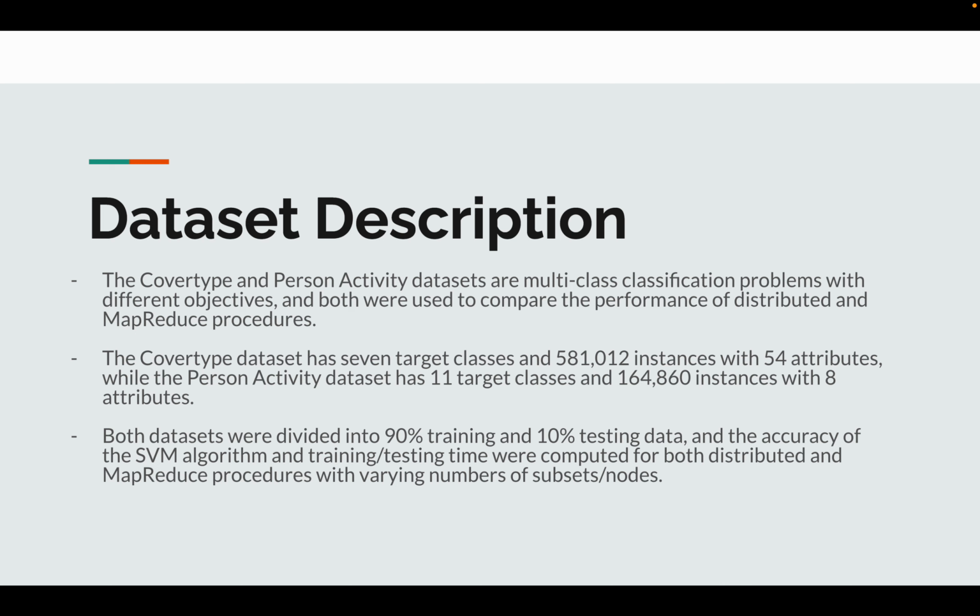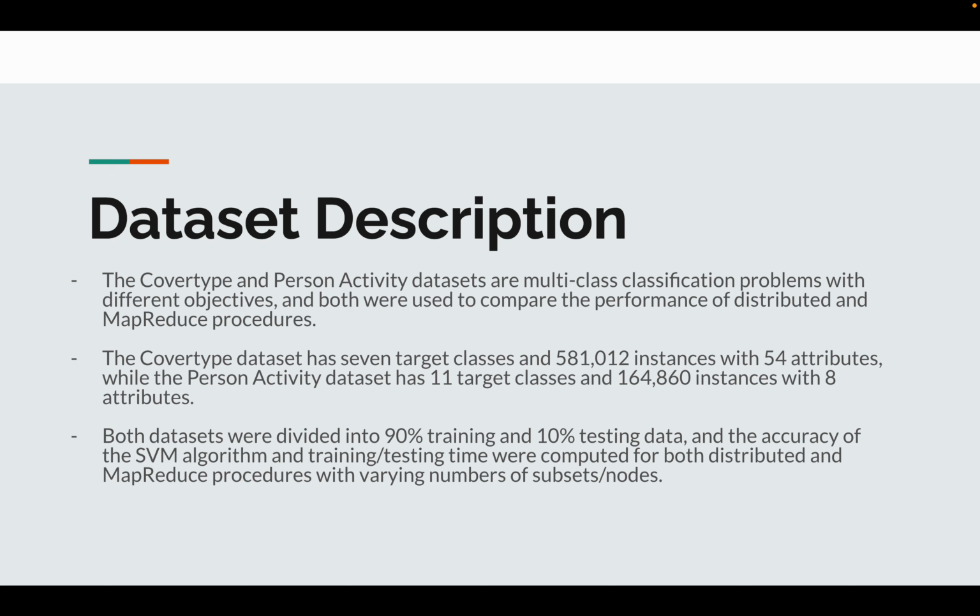The cover type dataset is a multi-class classification problem that aims to predict forest cover type based on various environmental variables. The dataset contains information on the geographical location, elevation, slope, and other attributes of the forest cover. The dataset has seven targets, which represent seven different forest cover types. The dataset contains a total of 581,012 instances, and each instance has 54 attributes.